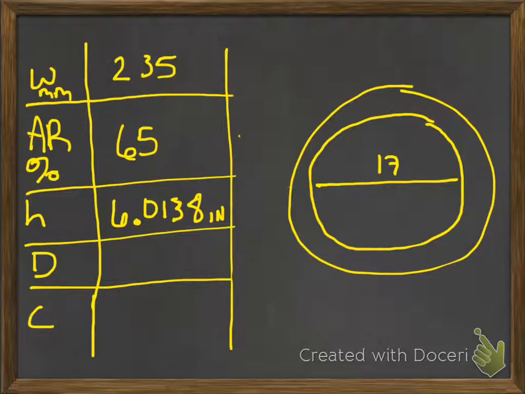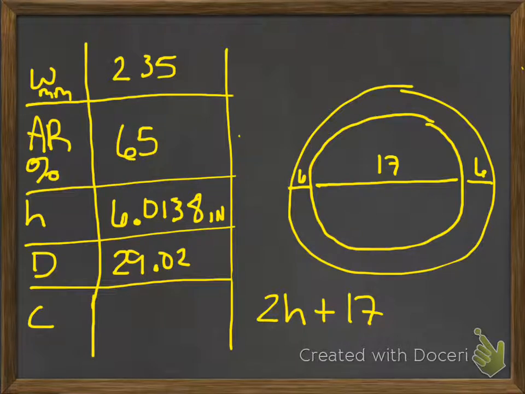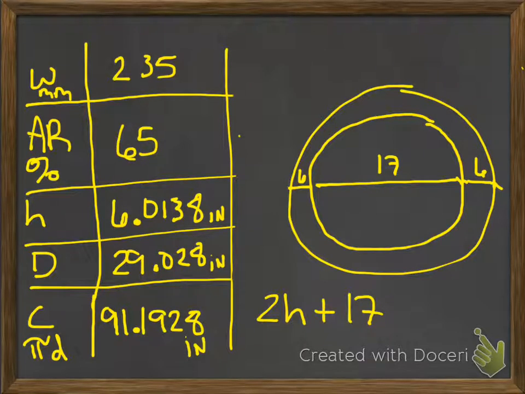Okay, now the diameter of the tire rim is 17 inches. The diameter of the tire, from the outer section of the tire, is 2 times the height, because the height would be from, say, this edge to this edge, plus 17, and you get 29.028. Then for the circumference, I would multiply that times pi, because the diameter times pi is the circumference, and I get my circumference is 91.1928 inches.